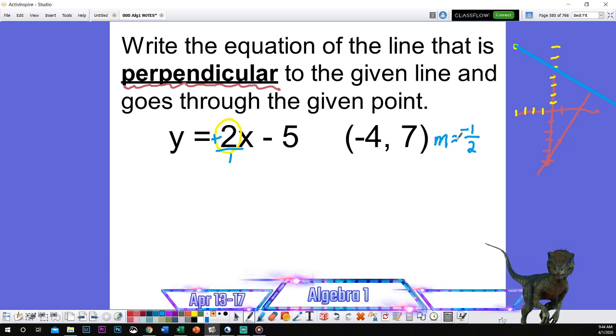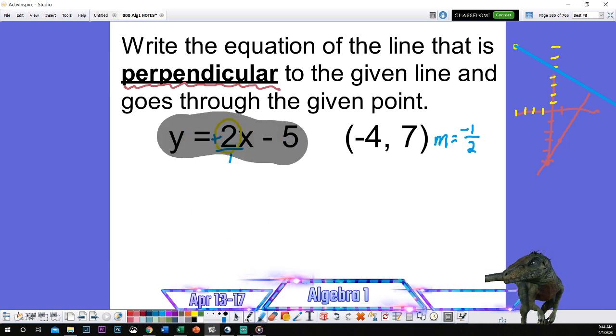So you're going to flip and change the sign. Now that I have that, I am good to go. I can just scratch this out and write my point slope formula.